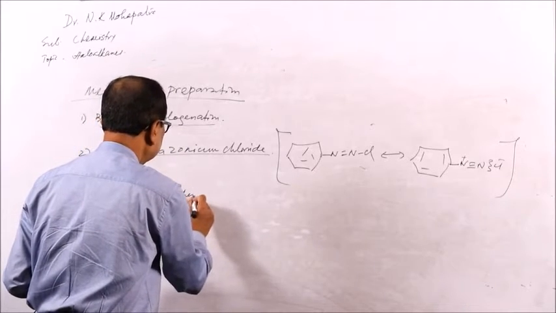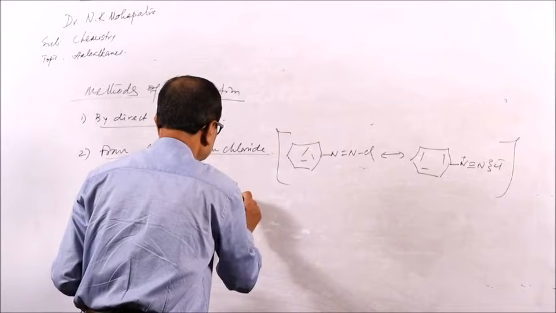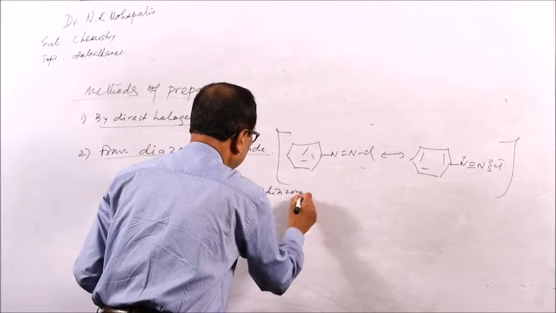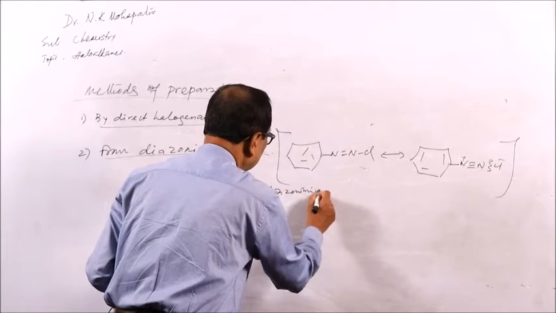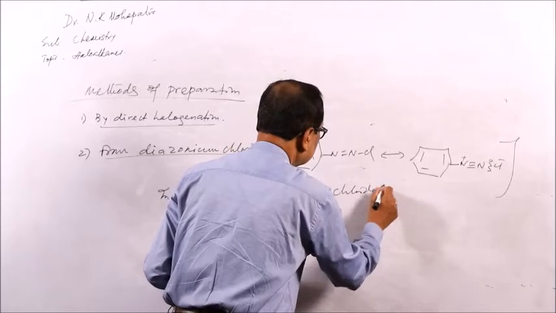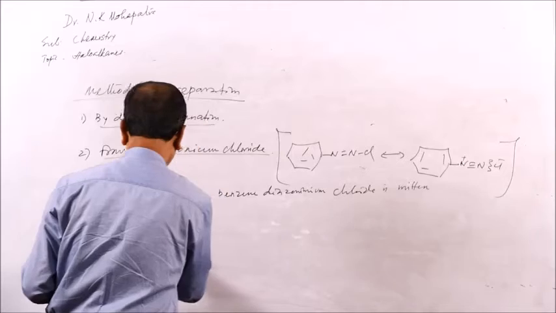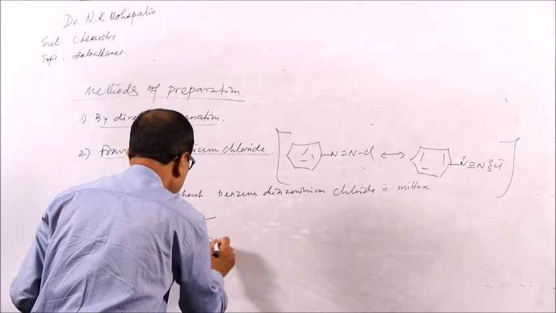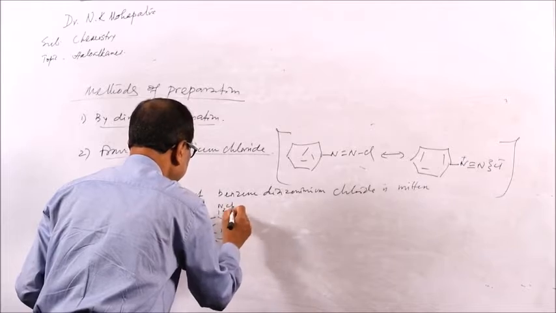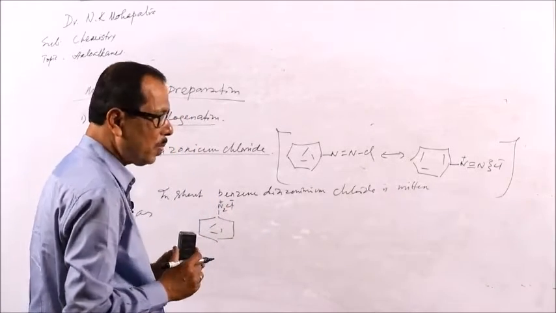In short, benzene diazonium chloride is written as N2Cl, that is, N2+ Cl-, benzene diazonium chloride.